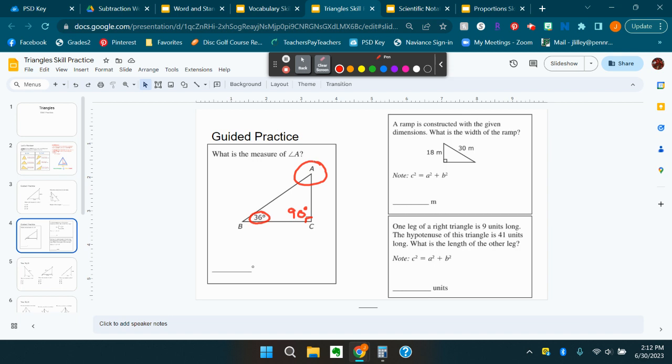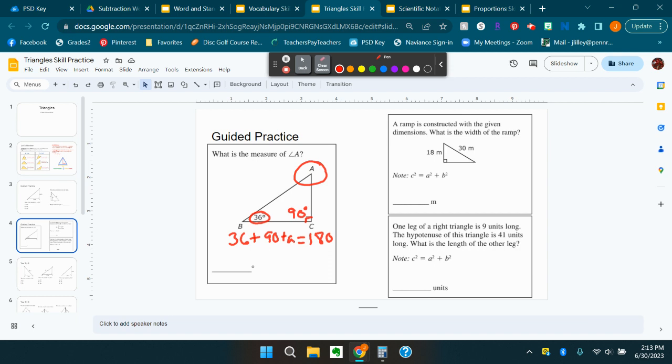Well, if you remember, all three angles of any triangle always add up to 180 degrees. So we know that all of them put together are going to equal 180. So we can write ourselves a little equation. 36 plus 90 plus A are going to add up to 180.